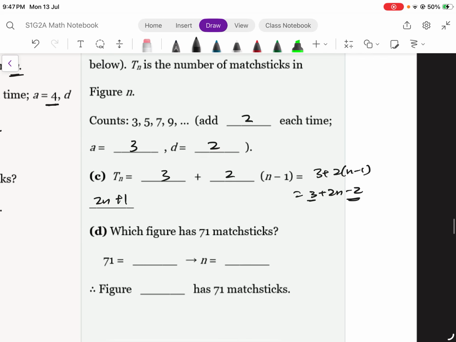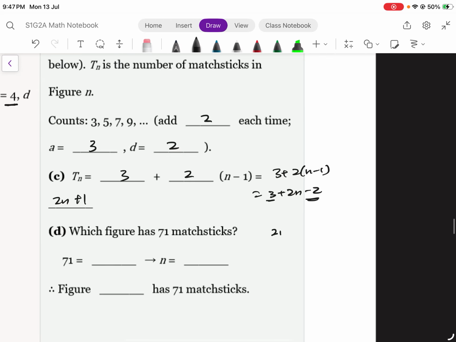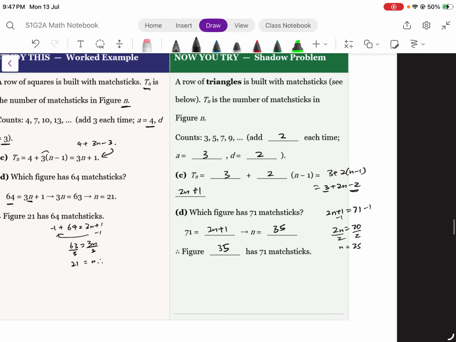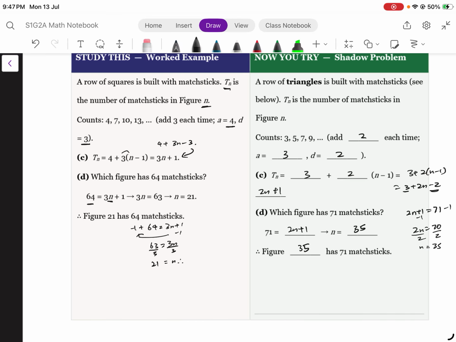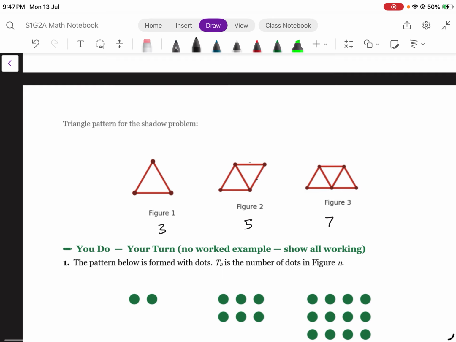Which figure has 71 matchsticks? We have our form here, 2n plus 1 equals 71. Minus 1, minus 1, 2n equals 70. Divide by 2, divide by 2, n is 35. So figure 35 has 71 matchsticks. Okay, hopefully you are able to follow this quite easily.